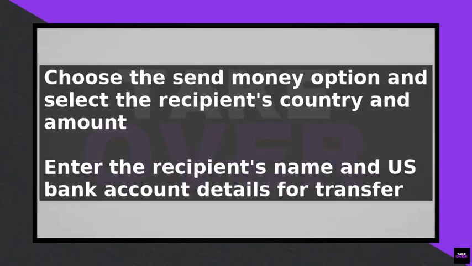You will need the recipient's name, U.S. bank account number, and routing number. Once you have entered the recipient's information, review the transfer details and pay for the transfer using your preferred payment method. Western Union will then send the money to the recipient's U.S. bank account. The recipient can then receive the money in their bank account and use Zelle to transfer it to another account or use it for other transactions.